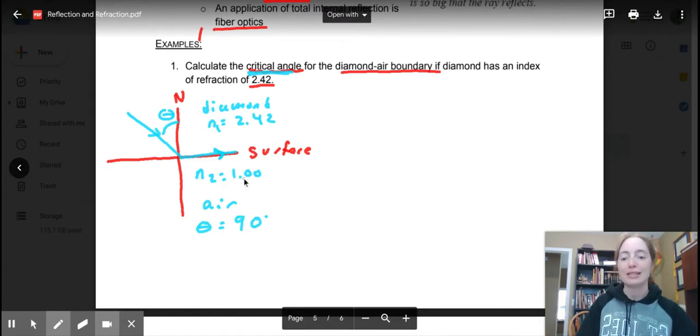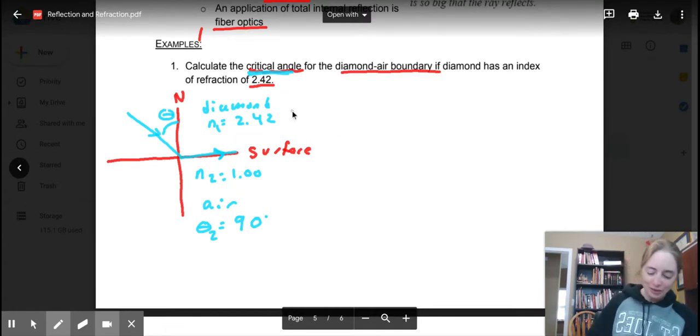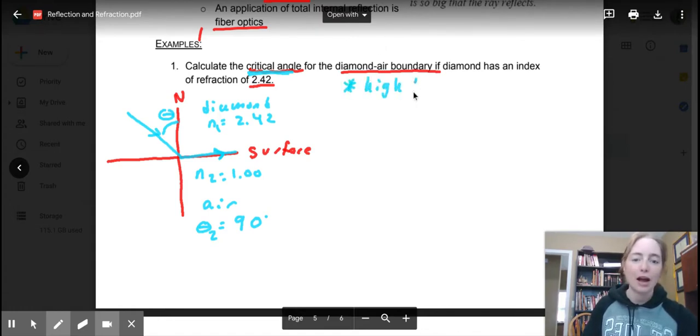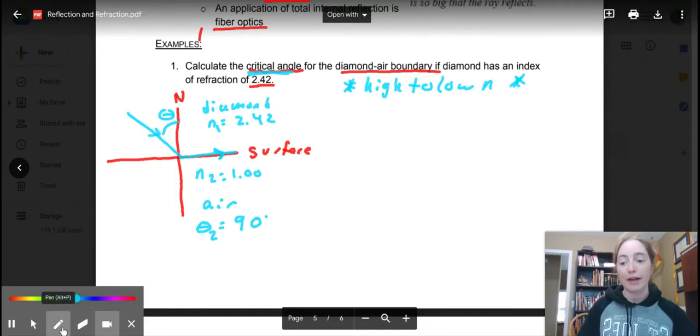It means our theta 2 is going to be 90 degrees. So watch out for that. Also remember, you have to have this from high to low N. So be very, very aware of that. That's the other thing to keep in mind with the term critical angle.